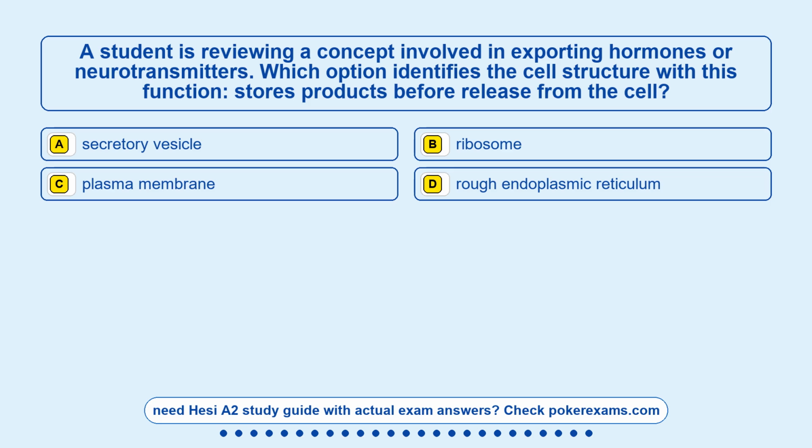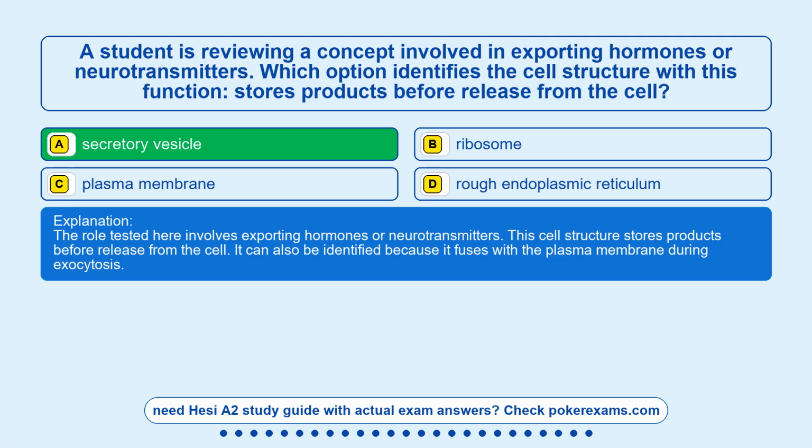Question 12. A student is reviewing a concept involved in exporting hormones or neurotransmitters. Which option identifies the cell structure with this function, stores products before release from the cell? Option A, secretory vesicle. Option B, a ribosome. Option C, plasma membrane. Option D, rough endoplasmic reticulum. The correct answer is option A, secretory vesicle.